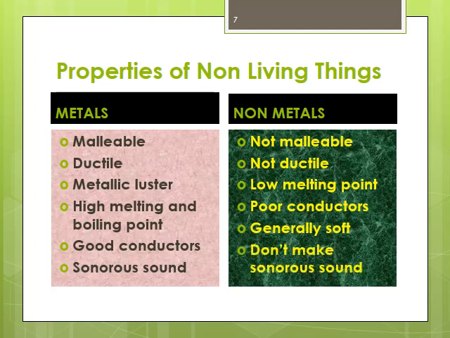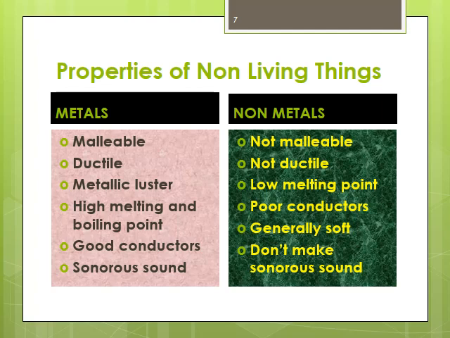Now let us look at the properties of non-living things. Earlier on, I told you that non-living things are classified basically into two: metals and non-metals. Now let us look at the characteristics of metals. The first thing I have here is that they are malleable. By this we mean that they can be beaten into shape.